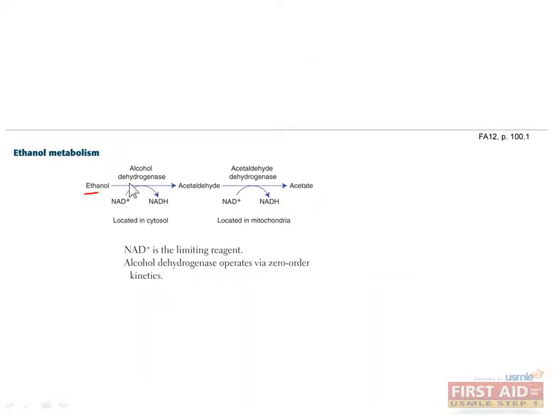The reaction for the metabolism of ethanol is shown here. Ethanol is first oxidized to acetaldehyde by alcohol dehydrogenase, which occurs in the cytosol. Next, acetaldehyde is further oxidized to acetate by acetaldehyde dehydrogenase. Notice that the second step occurs in the mitochondria, and not in the cytosol. NAD is used in both reactions as the oxidizing agent, and is a limiting factor in this reaction. Alcohol dehydrogenase operates via zero-order kinetics, which means its rate does not change based on the concentration of alcohol.